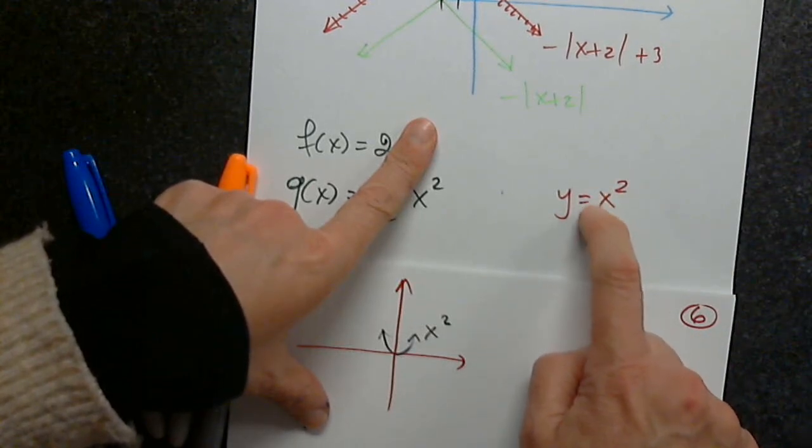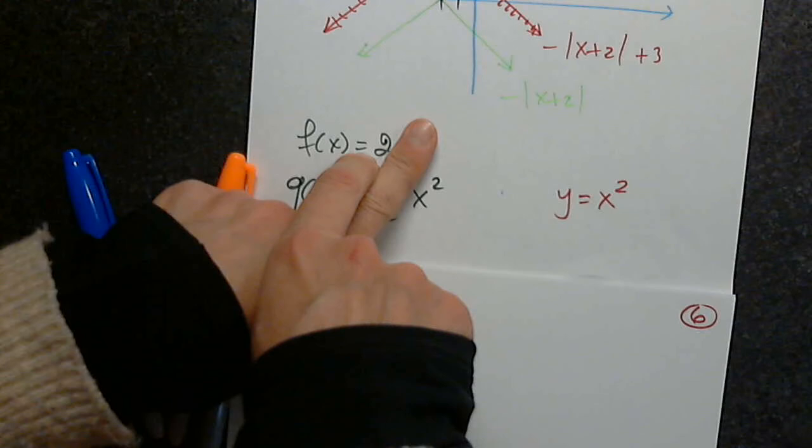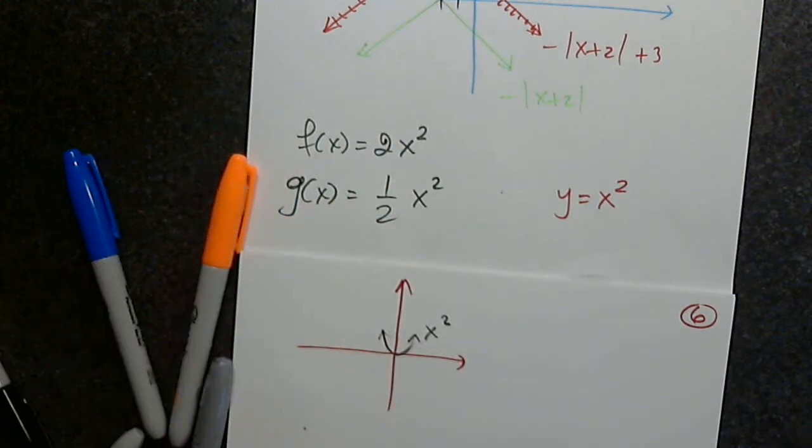So this one has 1 in front and this one has 2 in front. If this is x squared, how would I graph twice x squared? The height here is 1x squared. This height is 2x squared. It's a vertical stretching of the graph by a factor of 2. This is x squared. This is twice x squared.